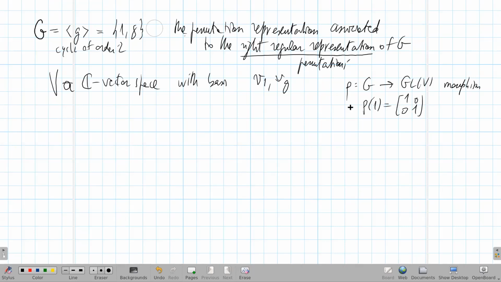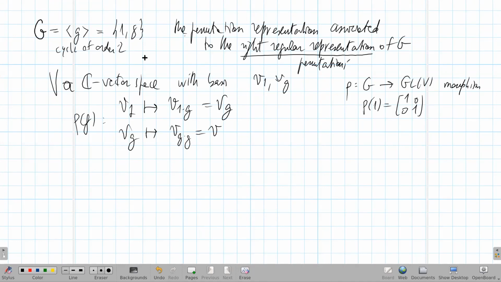Whereas what happens to rho g, where rho g sends V1 to what happens when you multiply the index 1 by g, the index being an element of the group, so to Vg. And it sends Vg to what you obtain when you multiply the index by g. So since g has order 2, you obtain V1. So in the basis V1, Vg, rho g as matrix.